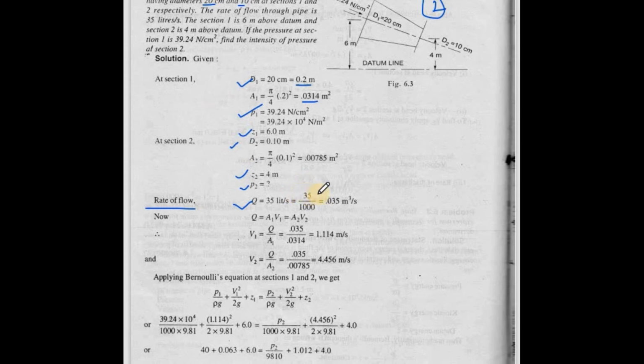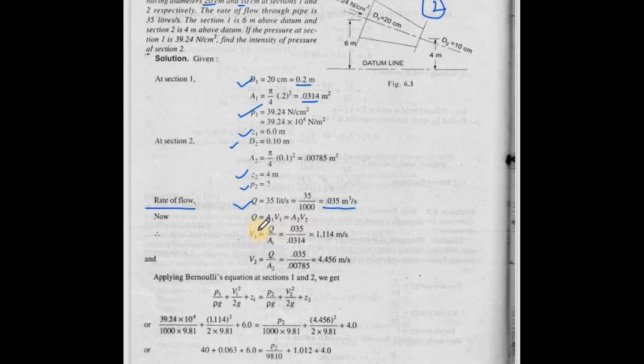So in order to convert it into meter cube per second, 35 divided by 1000, this will give you 0.035 meter cube per second. So by using this continuity equation, we can calculate the velocity at the first and the second point. So Q equals what? A1 V1 equals A2 V2.